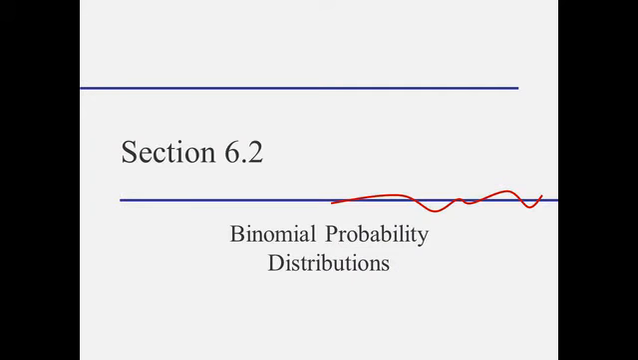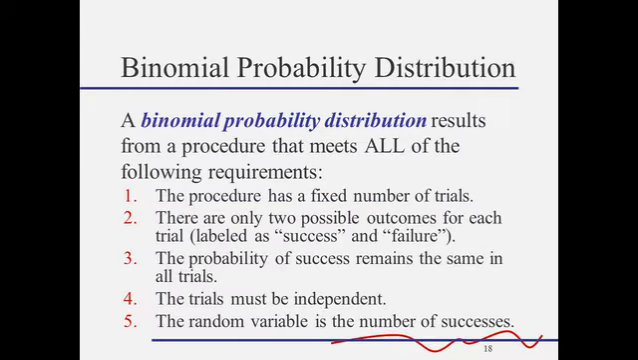In this video, we'll talk about a specific type of discrete random variable called a binomial random variable. A binomial probability distribution is a probability distribution that meets all 5 of the following requirements.